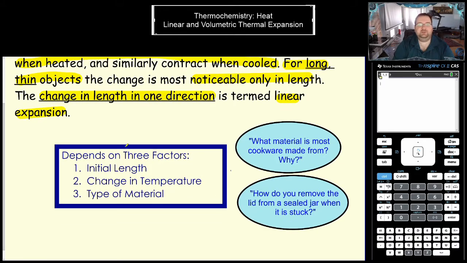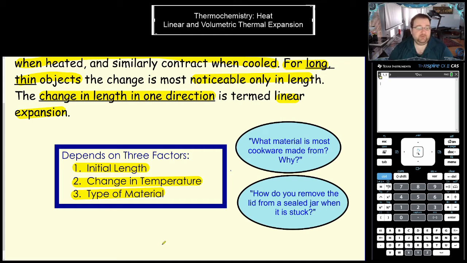And linear expansion is going to depend on three things. What's its initial length? What's the change in temperature we're dealing with? Is it going from 20 degrees Celsius to 60 degrees Celsius? Is it going from 21 degrees Celsius to negative 30 degrees Celsius? What's the change? And then finally, what type of material are we working with?